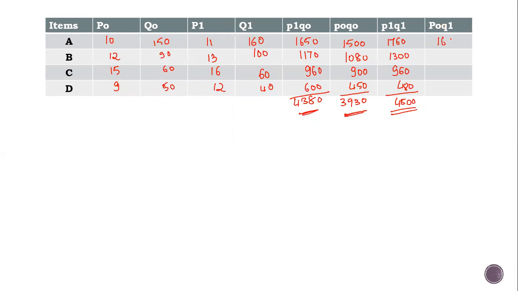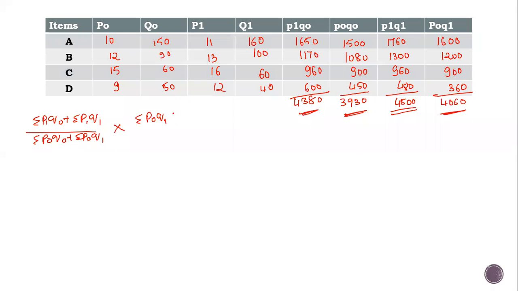P0, Q1. Good. 1600, 1200, 900, 360. And the total of this, 4060. Okay. We'll apply the Marshall-Edgeworth method. They have asked us to find out whether Marshall-Edgeworth satisfies TRT or not. What is the formula? It is summation P1 Q0 plus summation P1 Q1 divided by summation P0 Q0 plus summation P0 Q1, into summation P0 Q1 plus summation P0 Q0 divided by summation P1 Q1 plus summation P1 Q0. This is the formula for Marshall-Edgeworth under TRT.